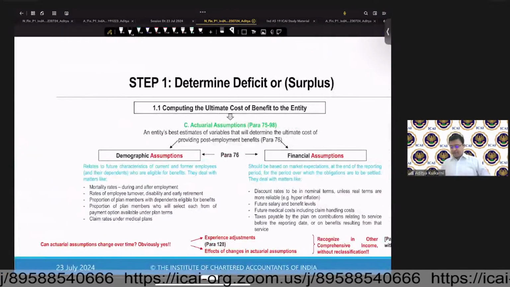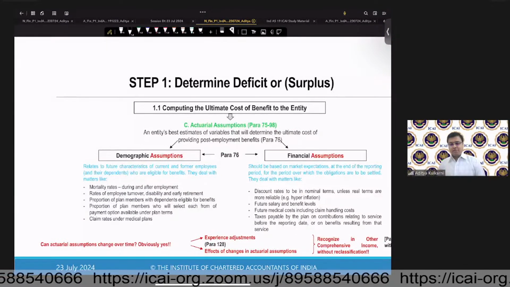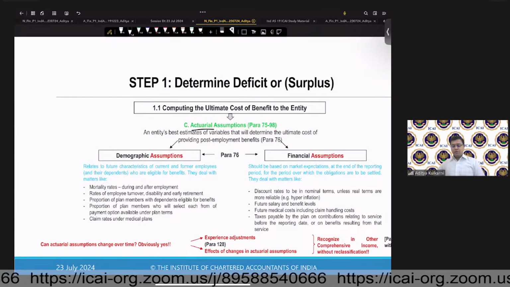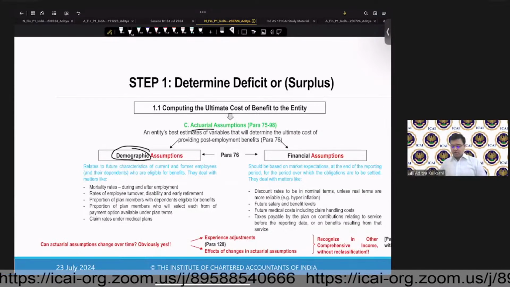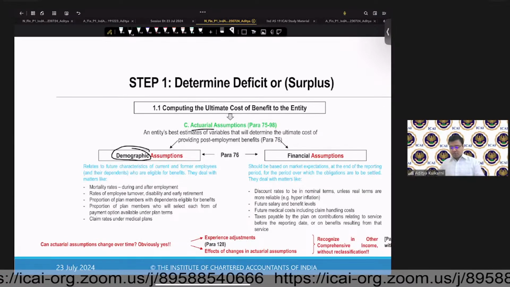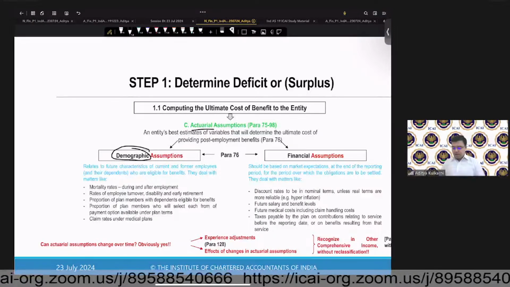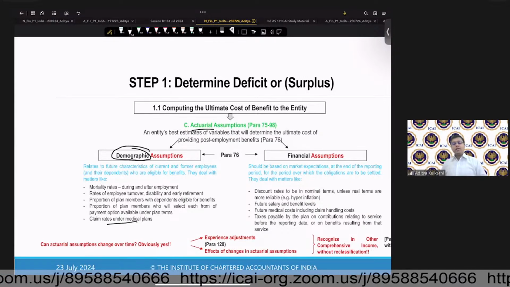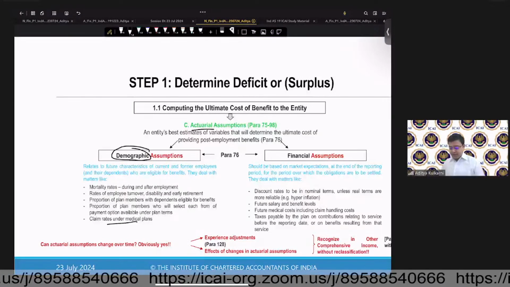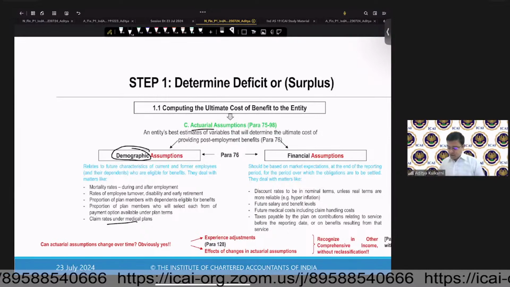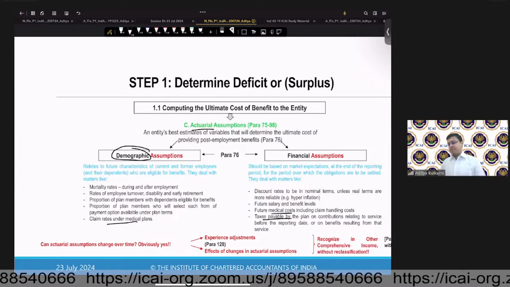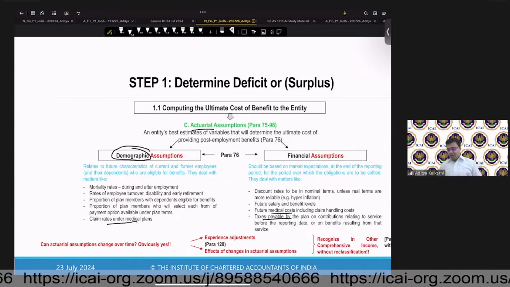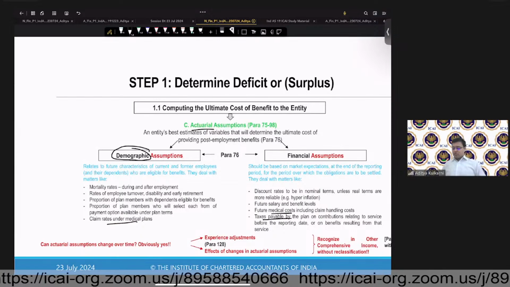All right. So when you are computing ultimate cost of benefit, there are two assumptions that we do when you talk about actuarial assumptions. First one is demographic assumptions: mortality, employee turnover, proportion of plan members, proportion who will select the form of payment, claim rates under medical plans. These are demographic. When you talk about financial assumptions, discount rates, future salary, benefit levels, future medical cost, taxes payable by the plan, all of these go under your financial assumptions. Financial plus demographic assumptions together make up your actuarial assumptions.